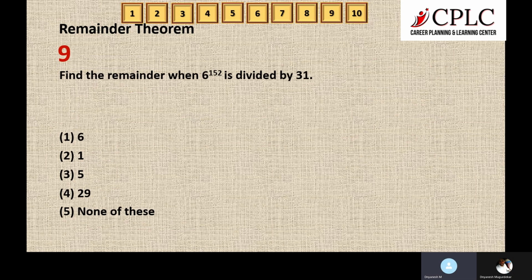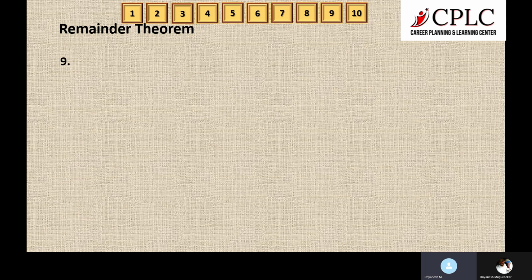Ninth one, again going to tell us a new property. Find the remainder when 6 raised to 152 is divided by 31. So the property is a raised to p minus 1 upon p, where a and p are co-prime and a is less than p. If these restrictions are satisfied, then the remainder for this expression is 1.